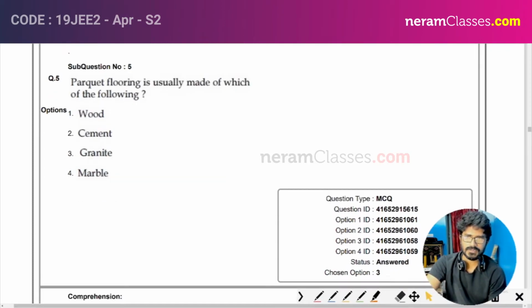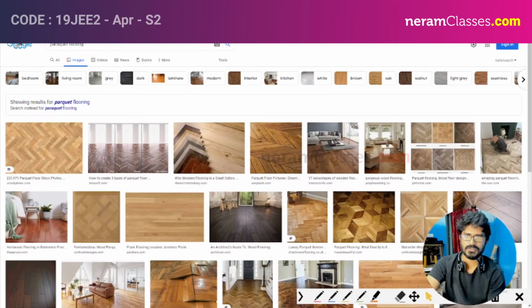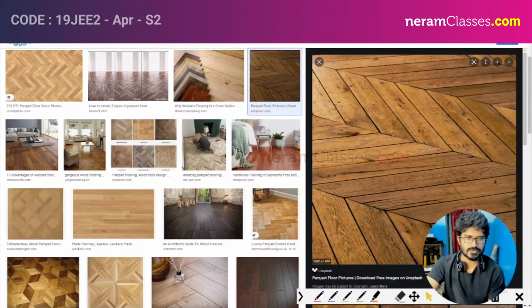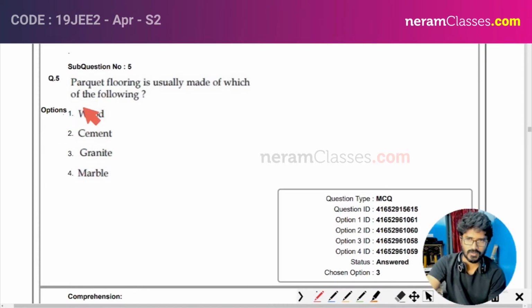Question number 5: parquet flooring is usually made of which one of the following? Wood, cement, granite and marble. If you know what is meant by parquet floor, you can easily answer this question. Here I'll show you. Parquet floor is nothing but this wooden floor. This is called parquet flooring. Okay, so the answer for this question is wood.